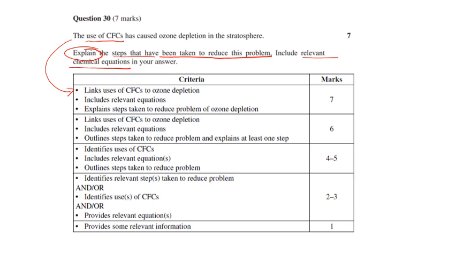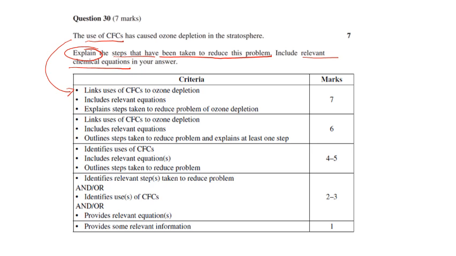Okay, so I would make it really clear as to why those steps were required in terms of the use of CFCs. Okay, make sure you're very explicit in terms of the detrimental effect, and then go into the effect of the actual steps themselves.